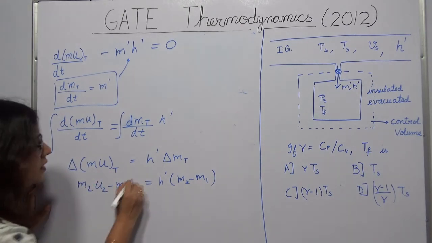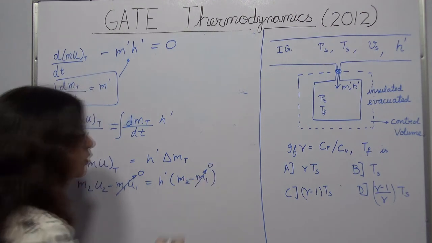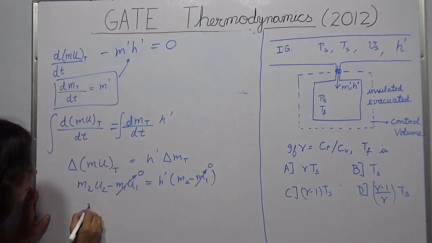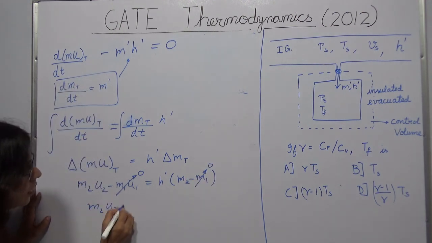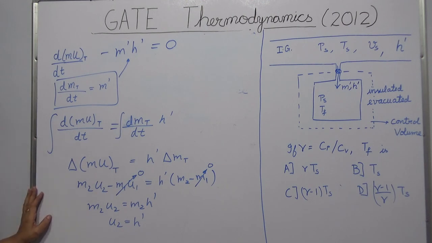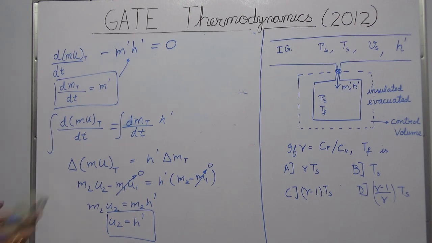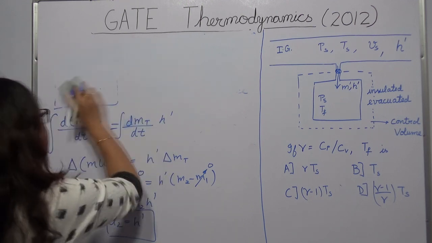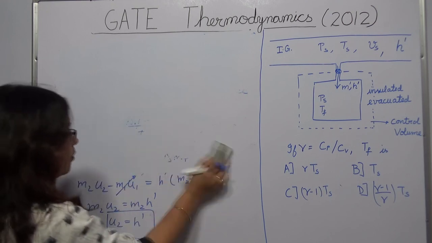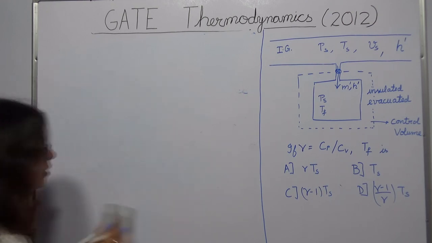So in this case this term is 0 because m1 is 0, and this term is also 0. So what you are left with is m2 u2, that is equal to m2 h dash, or I can say u2 is equal to h dash. This is a very important result which we have got and which will form the basis for solving this problem.